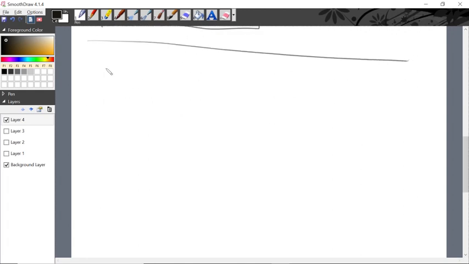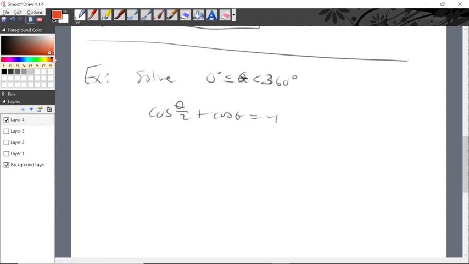Okay, let's try to solve another one in degrees. Solve for 0 degrees less than or equal to theta less than 360 degrees the equation cosine of theta over 2 plus the cosine of theta is equal to negative 1. So we have the same trigonometric function of cosine, but different arguments: a theta over 2 and a theta.